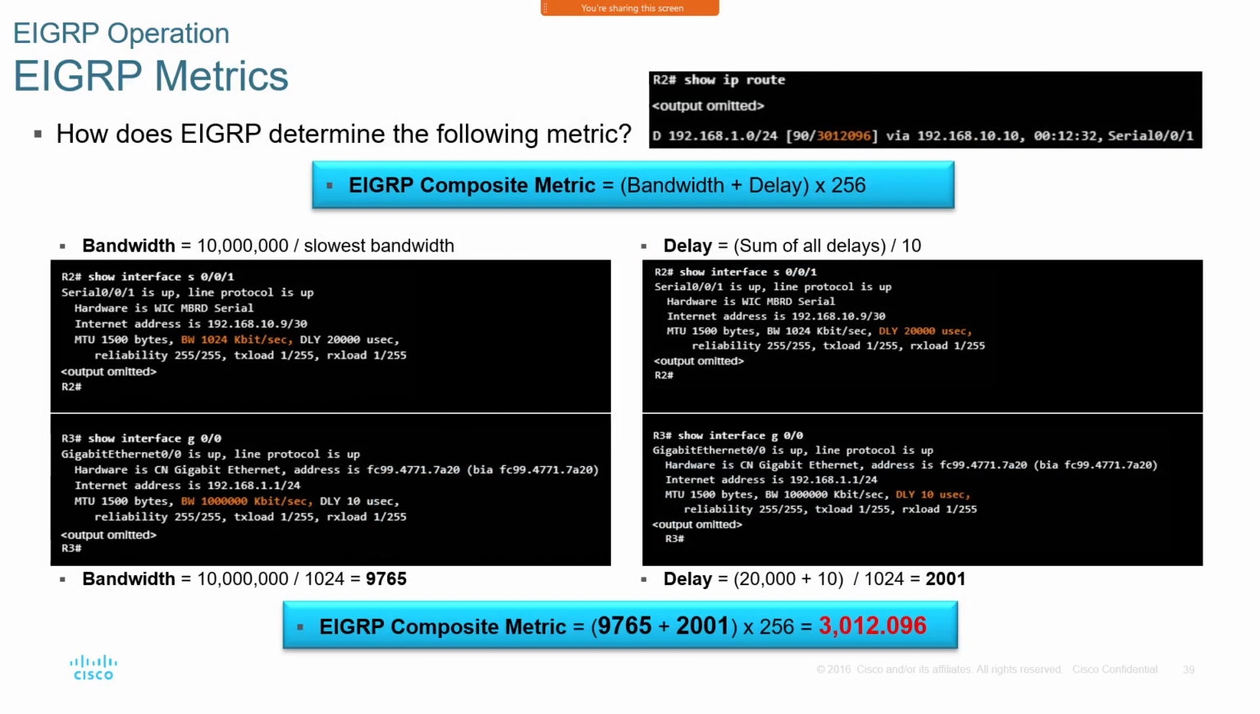Now, we have two types of metric. We have the composite metric, which by default takes the bandwidth and delay into account. So by default, EIGRP will just consider the bandwidth and the delay of the link. If you want to include other things in the calculation, you actually need to configure that manually. But by default, EIGRP will only consider the bandwidth and the delay of the link.